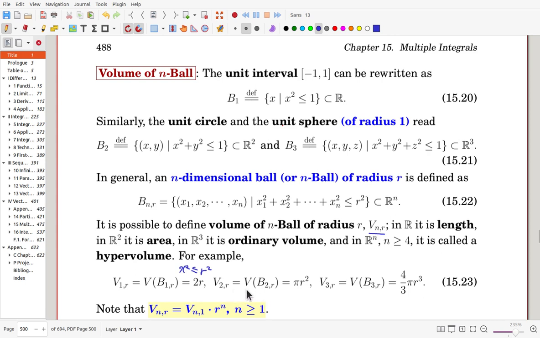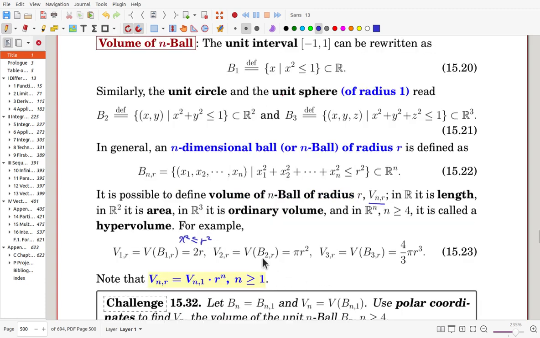Similarly, the ball of radius r in 2D, that is the disk of radius r, we know the area is pi r squared. In 3D, the ball of radius r has the volume 4/3 pi r cubed. For all of these volumes, we can get them in this way. The volume of the n-ball of radius r can be obtained from this formula.